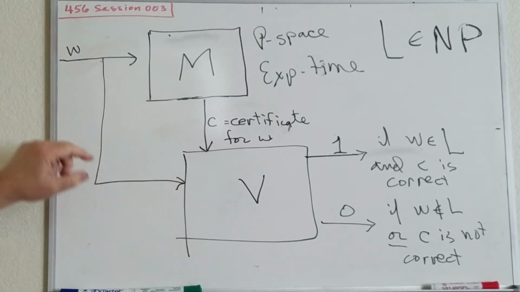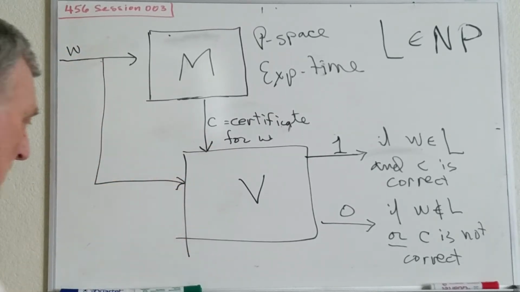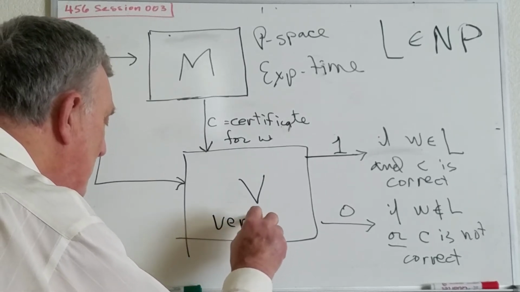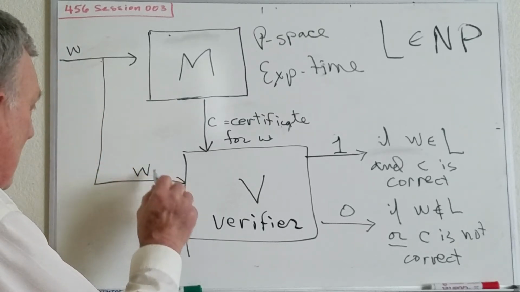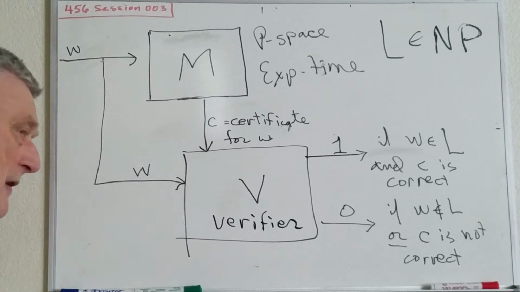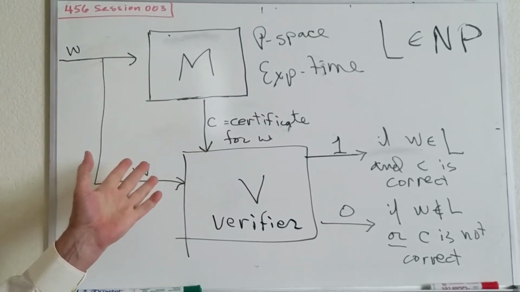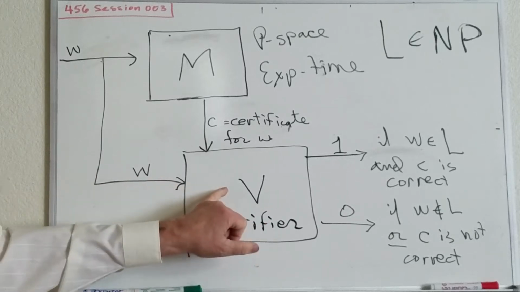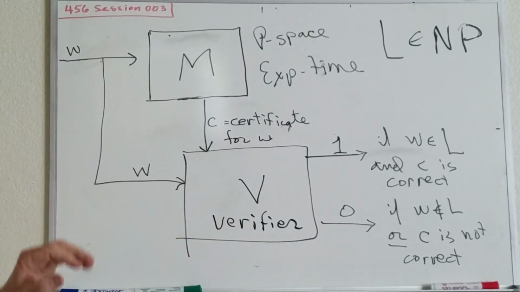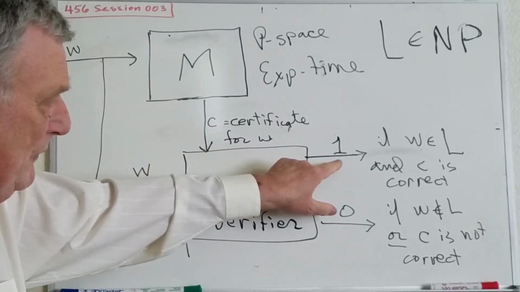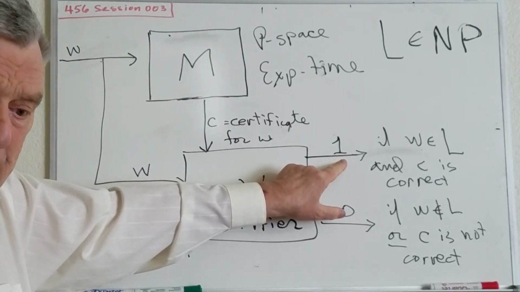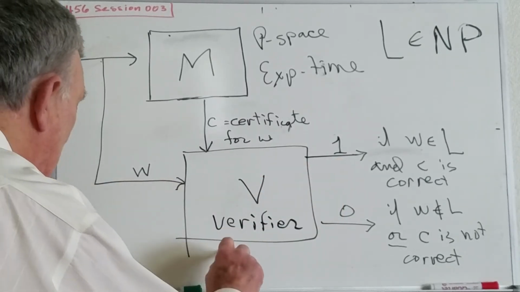And then there is a verifier machine which verifies that W is a member of L by using the certificate as evidence. You could think of this as a certificate to practice law or something. To prove that you're a lawyer, you have the certificate which you put into here, and it can be verified. Now, if you have a correct certificate, you can put it into the verifier, and it will produce a 1 in polynomial time. So the verifier works in polynomial time.